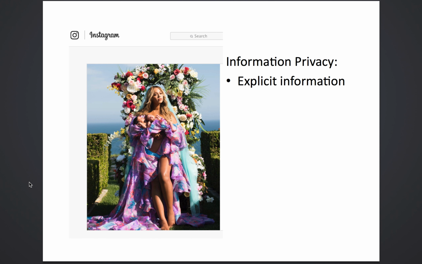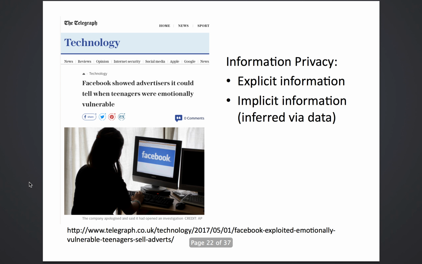That's explicit information. It's also important to protect implicit information, which is information that is inferred via data. So you have interactions with an online system. You didn't explicitly post a picture of your children, didn't explicitly say anything about your health state, but inference algorithms allow us to discover this data.